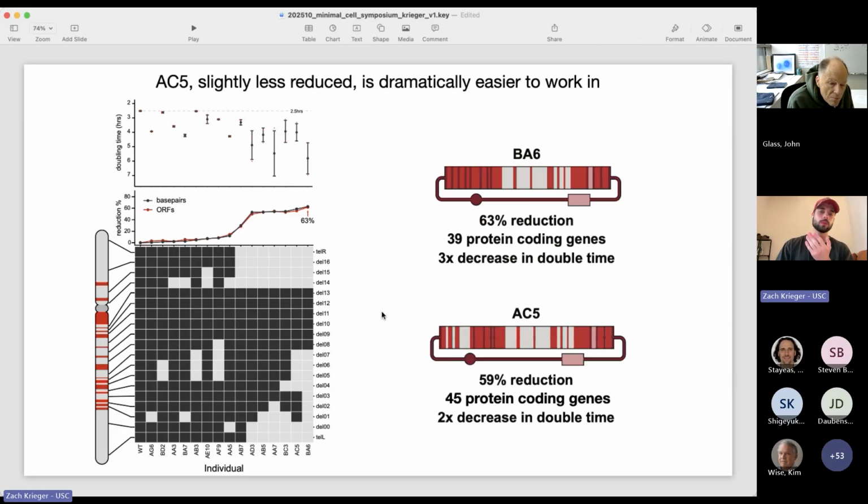So we moved on, kind of in what might be thought of as an add-back experiment that was just produced naturally from this to this genotype, AC5, that has a few more genes. It has about 6 more protein coding genes, but it's much easier to work with. It's very similar to wild-type yeast as far as the workability goes, even though it grows slower. So for the rest of the talk, everything that's done is done in AC5.